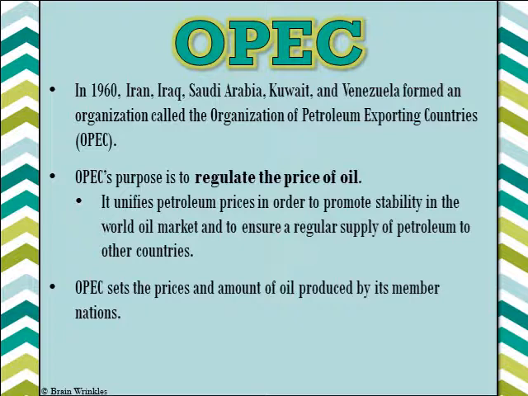That way, each country is selling the oil at the same price. It's stable. It makes sure that everybody's going to get their proper share of the money. And they set the price and amount of oil produced by its member nations. Now, I'm going to tell you right now, when they say they set the price and amount and everything, OPEC will sometimes decide to do something, and then one of its member nations will say, I'm not doing that.